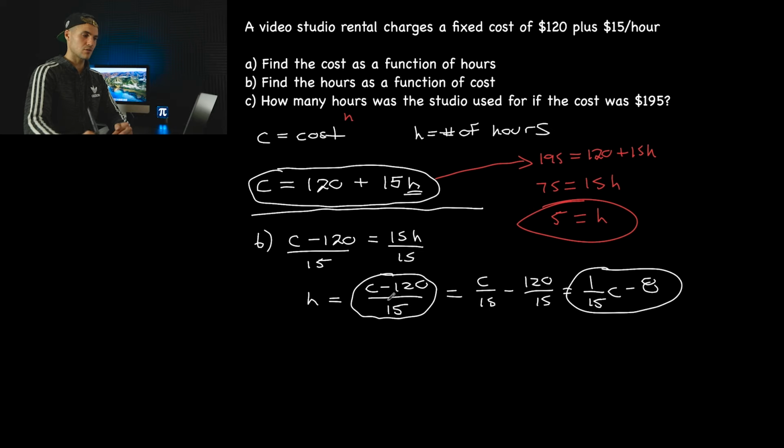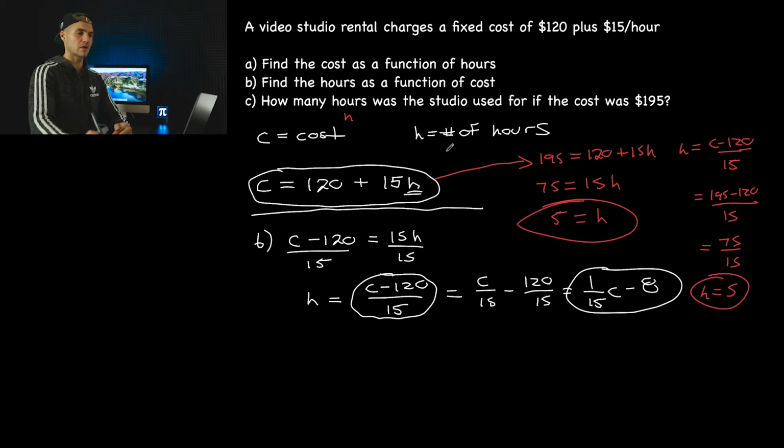And then if we use the inverse formula here, so we have H equals C minus 120 over 15, which is what I think they wanted you to do. Same thing, right? We get 75 over 15, which is basically 5. So H is going to be 5. So whether you plug in that cost of 195 in the original function for C and rearrange for H, or plug it into the function where you have the hours in terms of the cost, you get an H value of 5.